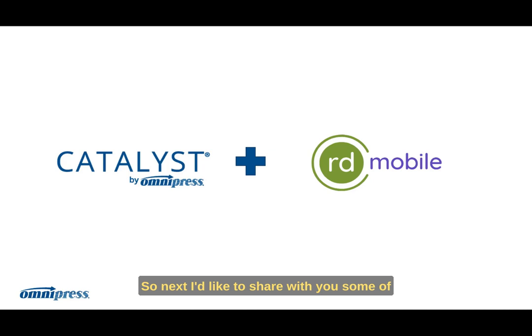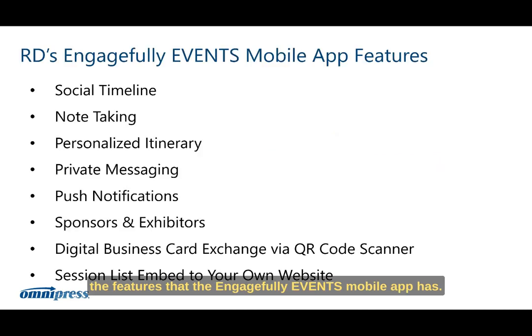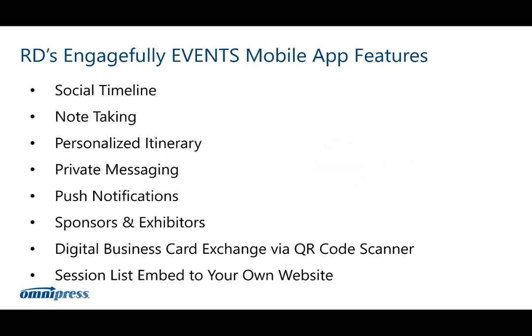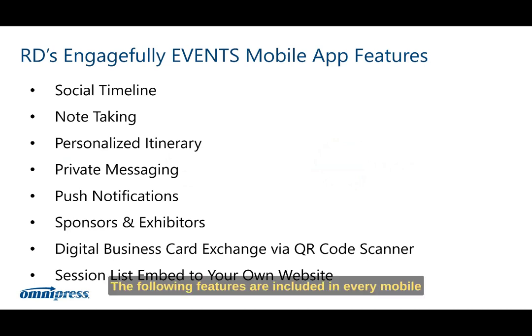So next, I'd like to share with you some of the features that the Engagefully EVENTS mobile app has. The following features are included in every mobile app that we build here at Omnipress. They include a social timeline, which would be all of the various posts and activities on sessions, any photos that are updated on the mobile app during the event.